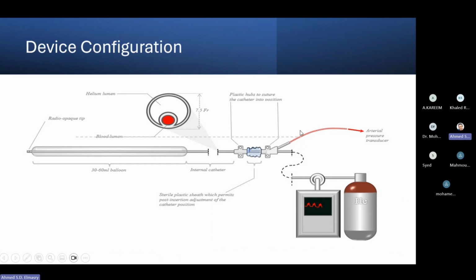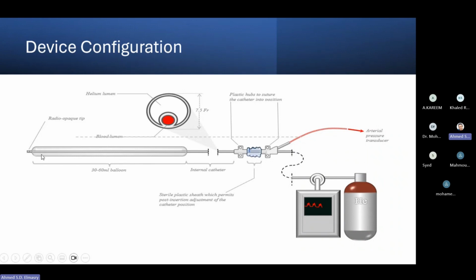The second part is the catheter. As you see, the catheter is connected to a sheath, and the sheath is connected to an arterial transducer, and the other part is connected to the helium cylinder, which is connected to a pump in order to inflate during the diastole and deflate during the systole. And this is the intra-aortic balloon catheter.